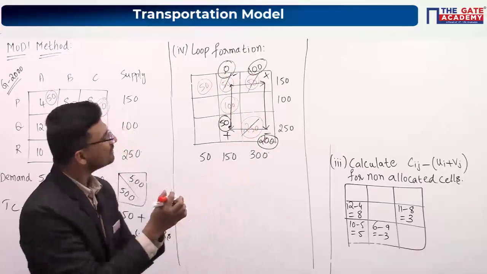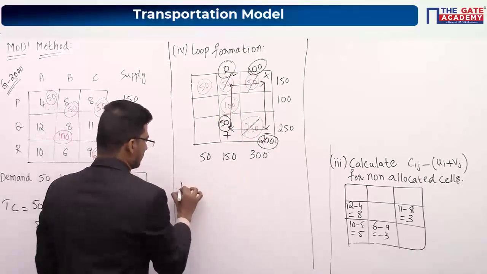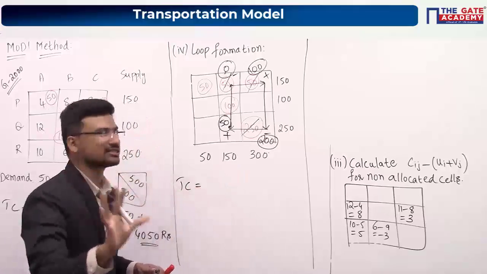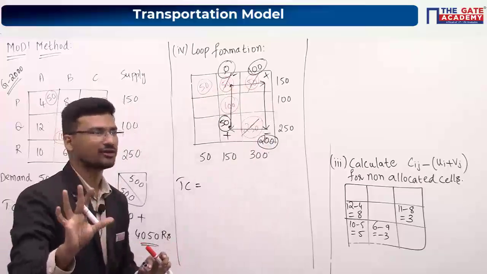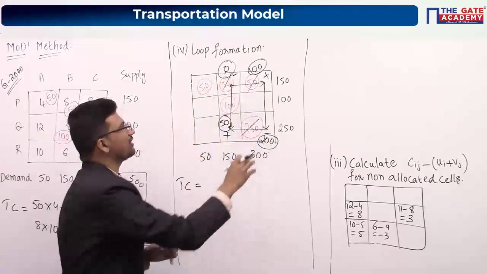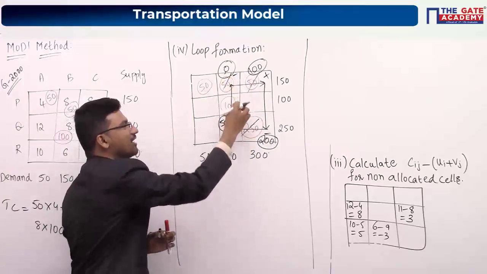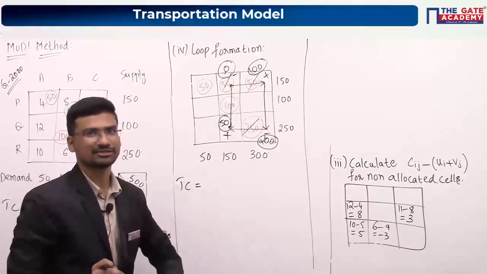Okay. Now calculate the total cost. Now again you are having only 5 allocations. Okay. 1, 2, 3, 4, 5. So we are having only 5 allocations. We have removed the allocation from this cell and we have added one new allocation in this particular cell. Okay.